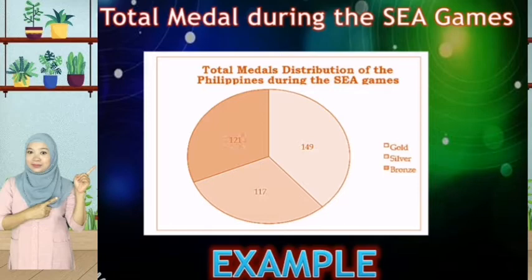As you can see, there were 149 gold medals received by the participants. There are 117 silver medals, and lastly, we have 121 bronze medals won by our country during the SEA Games. So, it is clearly shown that we received a lot of gold medals during the SEA Games compared to the silver and the bronze medals.